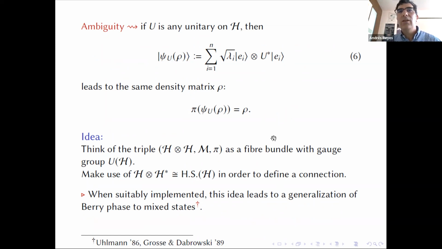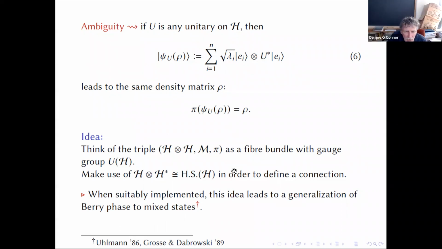So the idea then is to think of this triple. M is the space of density matrices. In order to have a well-defined bundle structure, I will restrict to strictly positive elements. And then with this projection, we get a fiber bundle structure with gauge group U(H). Now we can make use of this isomorphism between H tensor H dual and the Hilbert-Schmidt operators to define a connection, basically using the inner product in the Hilbert-Schmidt space.